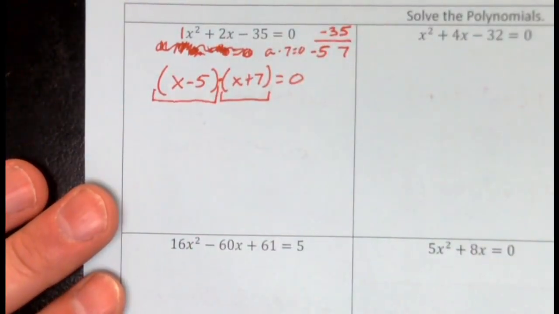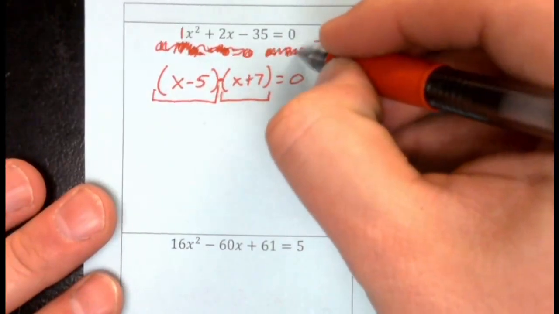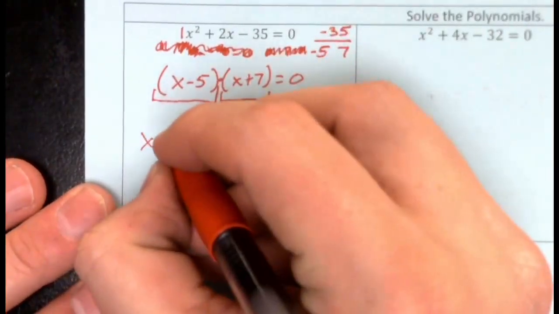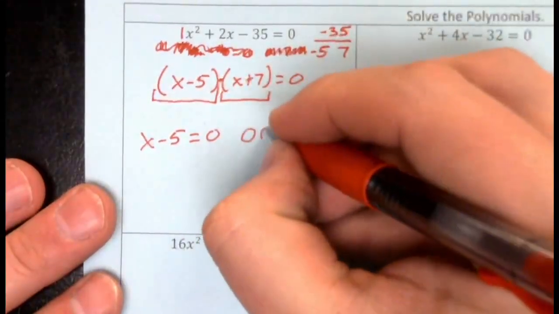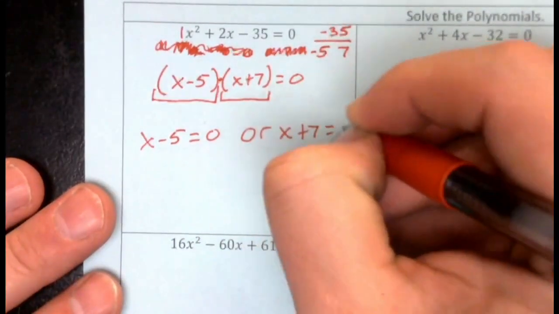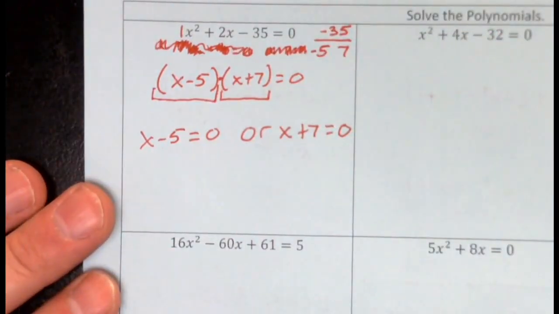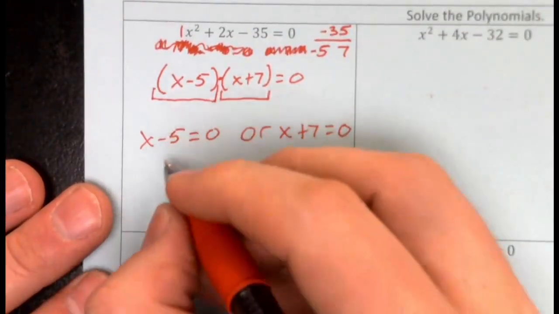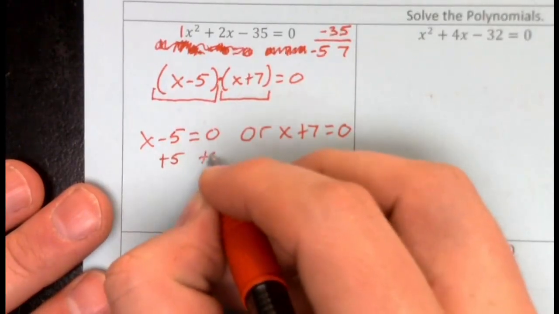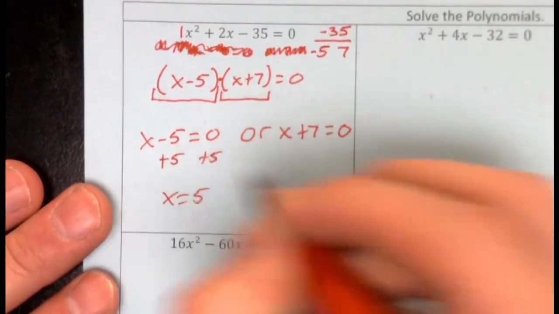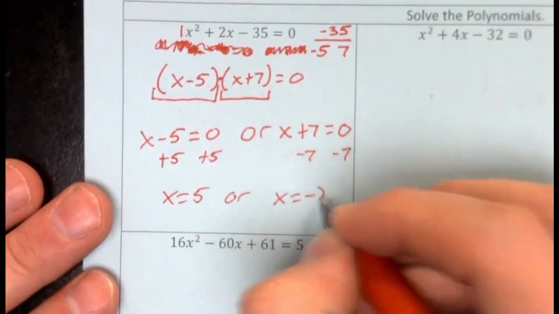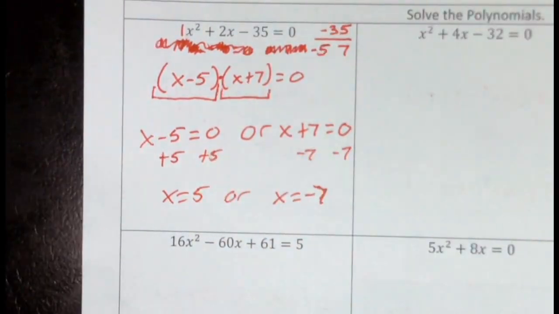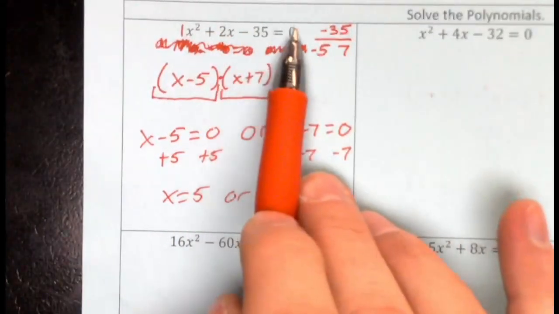Since we don't know which one of those scenarios it is, we take our first binomial and we say it's equal to 0, or potentially our other binomial is equal to 0. Isolate x by adding 5 to both sides. In this one we subtract 7. And there's our two answers that would make this trinomial equal to 0.